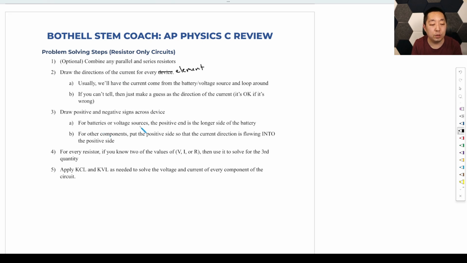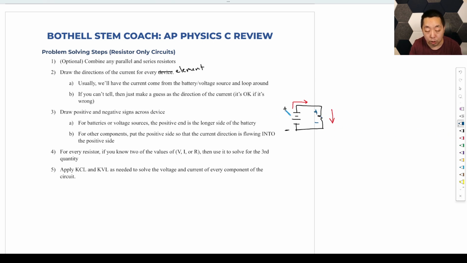For batteries and voltage sources, the positive is the longer side of the battery. So that means when you have something like this, this is the positive side of the battery, this is the negative side of the battery. Okay, for other components, put the positive side so the current flowing into it is the positive side. So for example, if I draw a resistor like this and I draw the current like this, and it's coming out of the battery, then I want to draw the positive convention like this, that the current is flowing from positive to negative, okay?